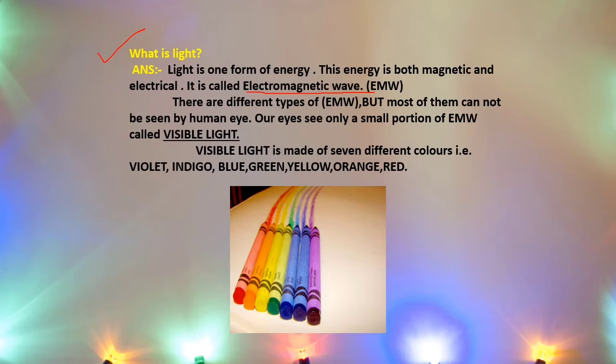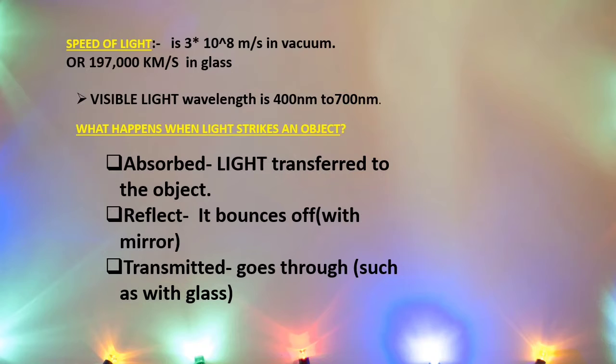So let's go to the next. The speed of light is 3 x 10^8 meters per second in vacuum, and that is very high. In this universe, no object is present which can go beyond this velocity. Why this is so is explained in the special theory of relativity. I will make a separate series on STR. Visible light wavelength is between 400 nanometers to 700 nanometers.